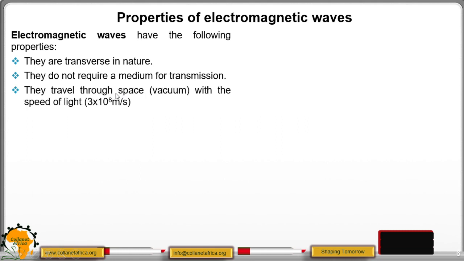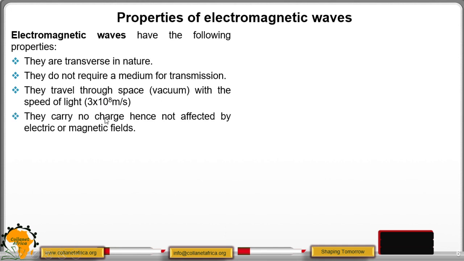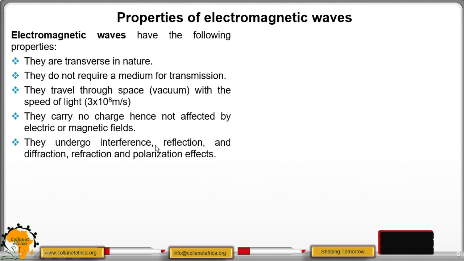Then we have that they travel through space with the speed of light, and the value of the speed of light is 3 × 10⁸ meters per second. They carry no charge, and therefore when they move through an electric field or magnetic field, they will not be affected. They undergo interference, reflection, refraction, diffraction, and polarization effects.